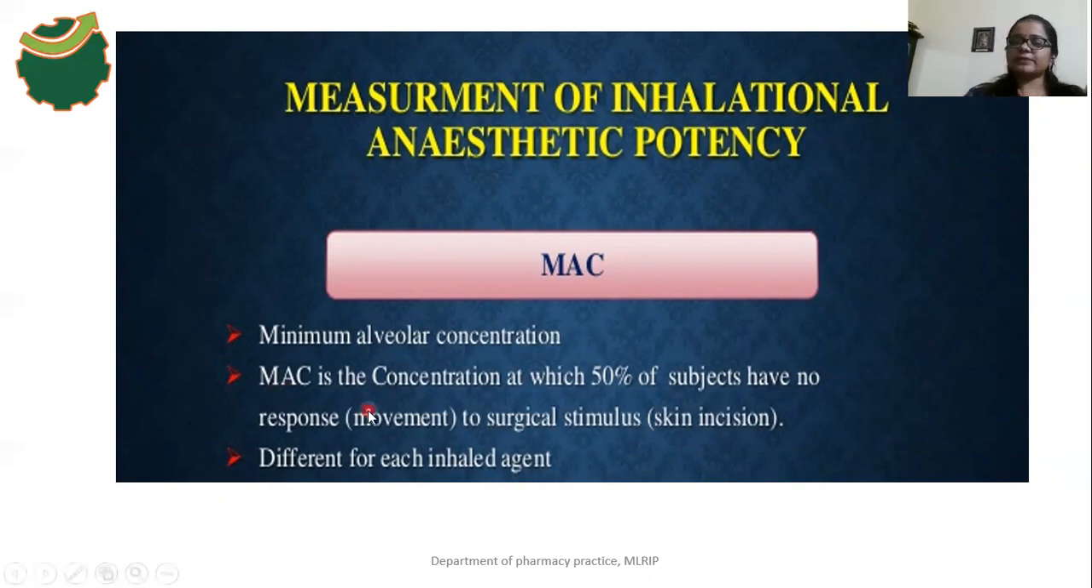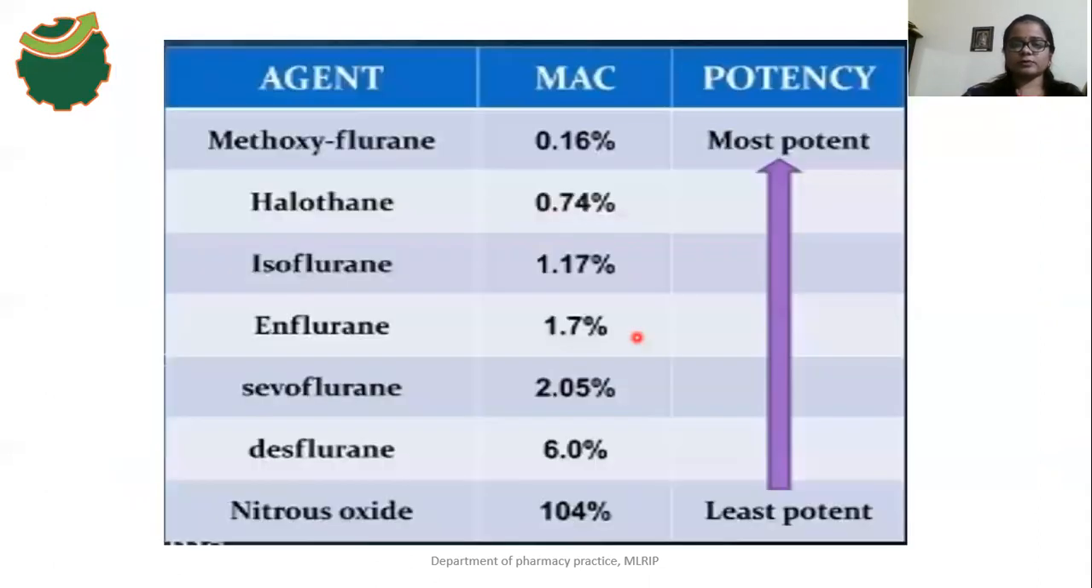The minimum alveolar concentration is different for each inhaled agent; it is not the same for all. Methoxyflurane has a MAC of 0.16 percent, halothane 0.74, isoflurane 1.17 percent, enflurane 1.7 percent, sevoflurane 2.05%, desflurane 6%, and nitrous oxide 104 percent.